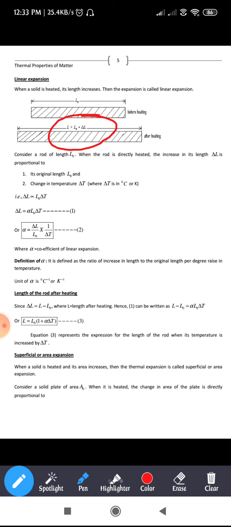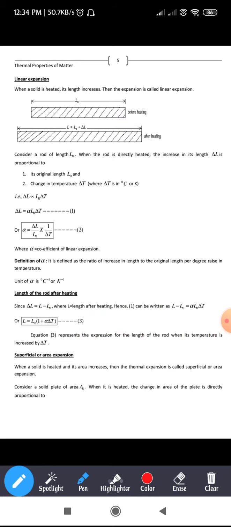Hence L minus L naught is equal to alpha L naught delta T. You can write that as L minus L naught is equal to alpha L naught delta T, or you can write that as L is equal to L naught into 1 plus alpha delta T. This is equation 3. L denotes the final length of the rod after heating. So equation 3 gives the length of the rod after heating, that is, the final length of the rod.